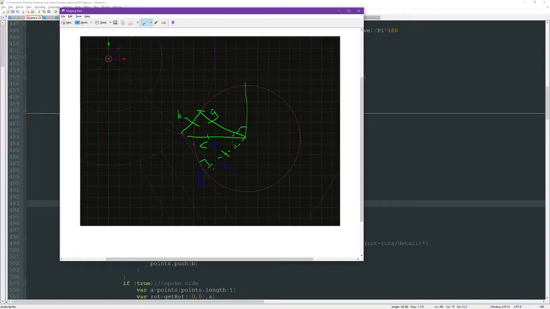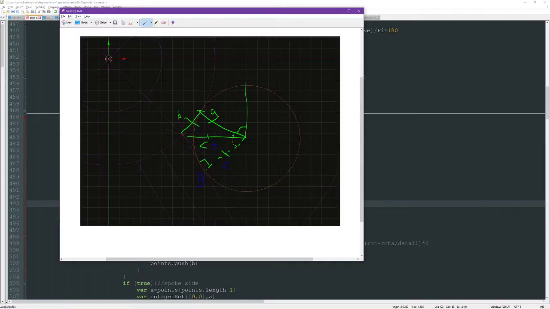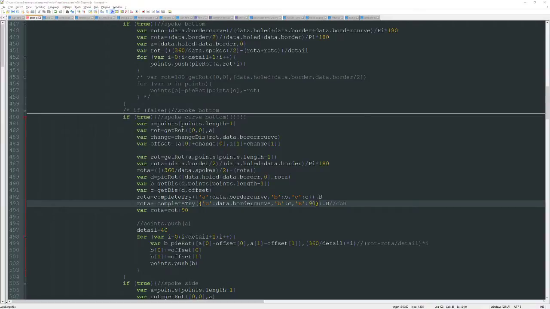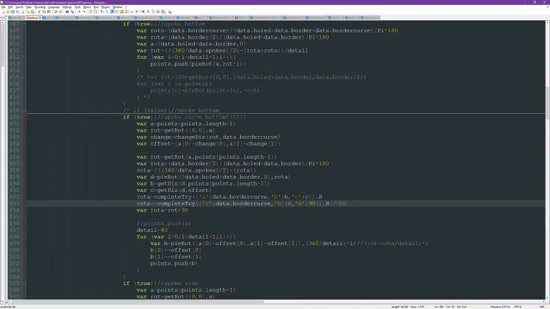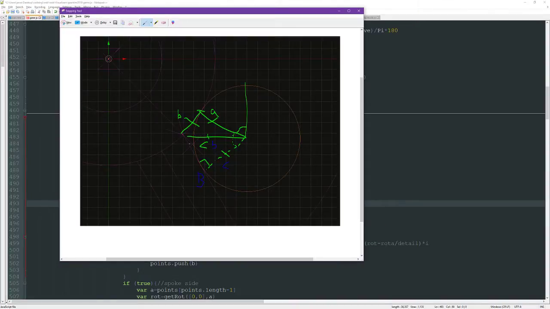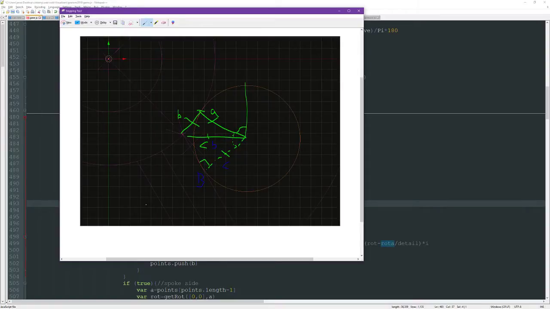What? B is the previous one, C, yeah. And then B is 90 degrees. And I want A. So that'll be lower A, that'll be an upper A. And I plus that onto there. And that should be that complete angle.